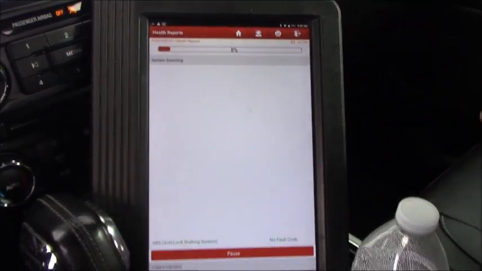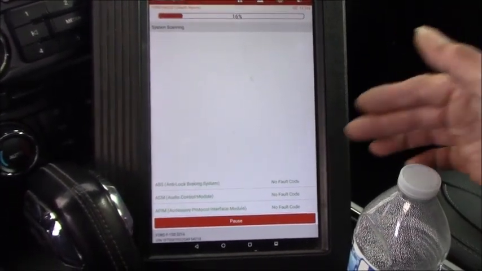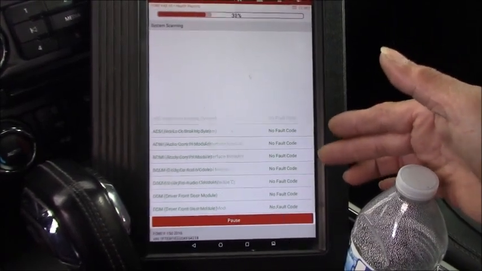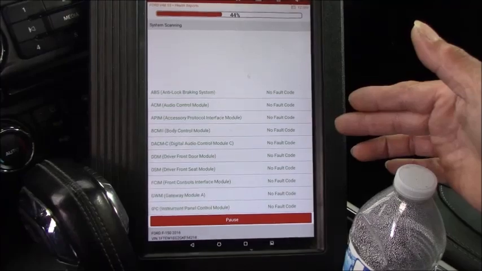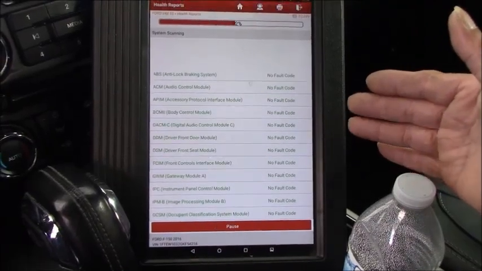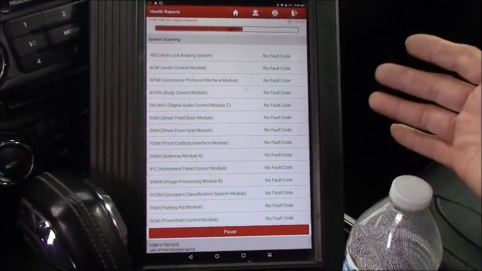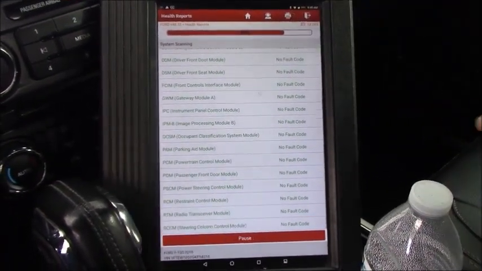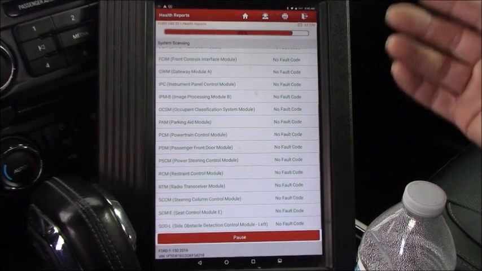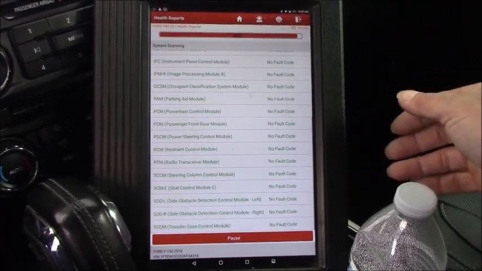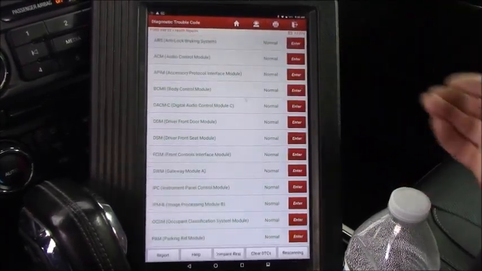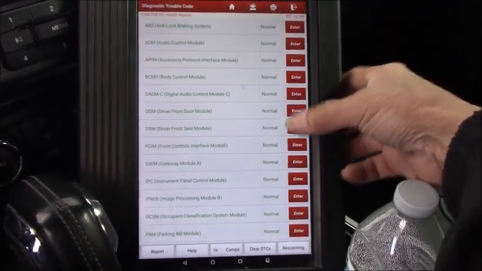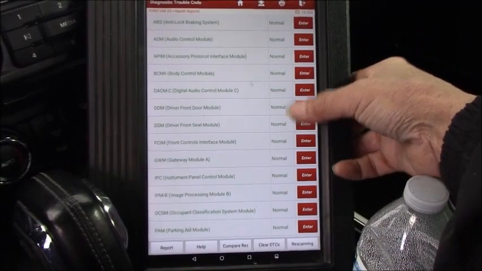We ran the health report, and as you can see, ABS, no fault code, and so on, no fault code, no fault code. Seems to be good. And also the supply voltage factor, right? That's it, 72% now. I don't see any red color here. 100% now. Okay, as you can see, all the modules are reading normal.